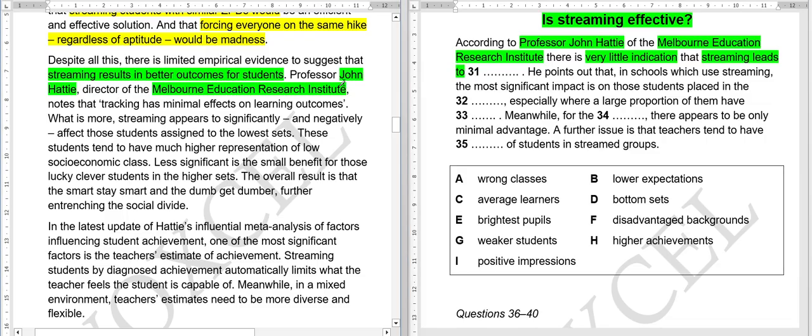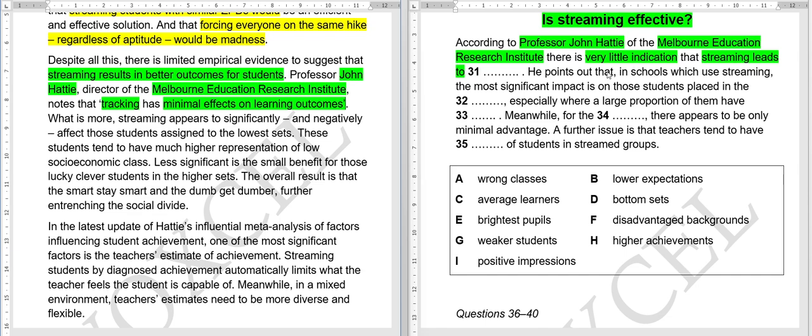Okay, Professor John Hattie, director of Melbourne Education Institute, notes that tracking has minimal effects on learning outcomes. So this particular person says that tracking has minimal effects on outcome, meaning to say the effect on results is minimal. So minimal means minimum. What is more, streaming appears to significantly and negatively affect those students assigned to the lowest sets. So this is something else. So our answer is in this particular sentence.